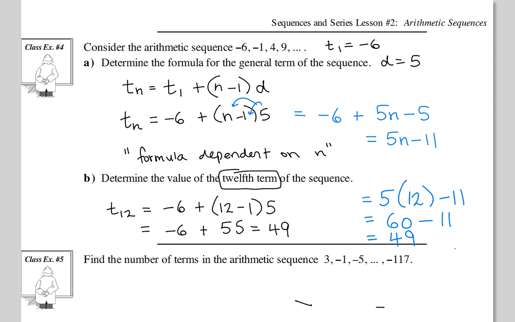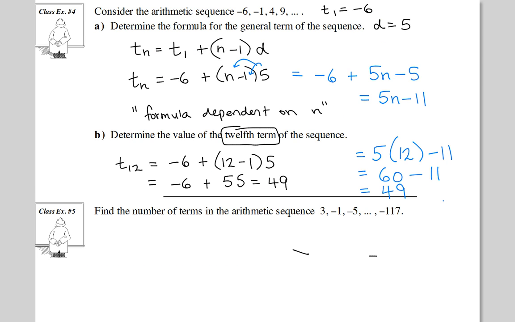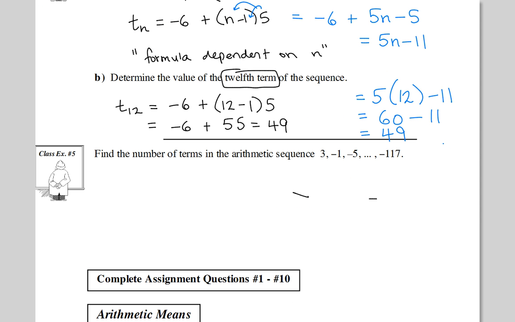But I have to show you the blue because sometimes on multiple choice exams, they ask for a simplified form, and you have to be able to go the extra step. So that is the formula for the general term. So always check if you need to simplify further.